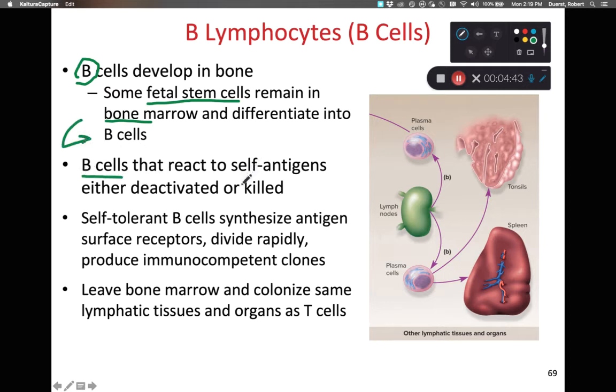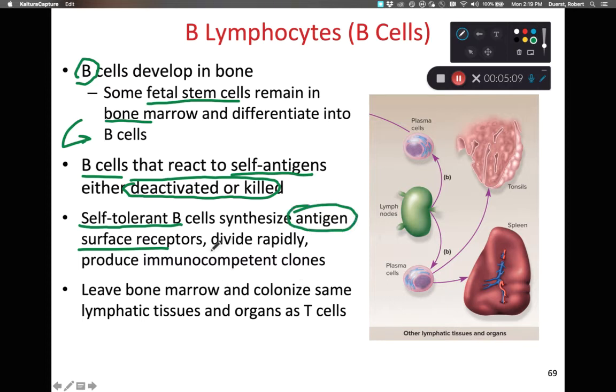B cells that are self-activated or react to self-antigens, we need to eliminate. So we deactivate or kill those so we won't have an inappropriate immune response, an immune-based disease. And self-tolerant B cells, so B cells that do not attack self-antigens, are going to synthesize surface receptors that bind to a specific antigen.